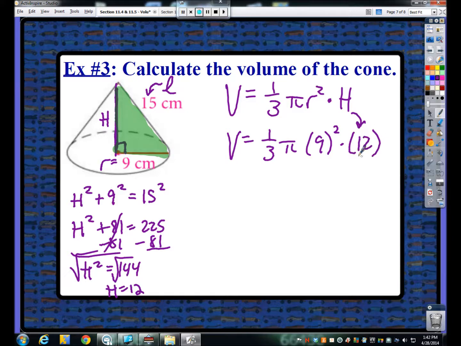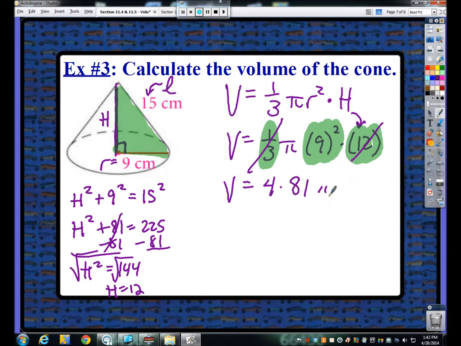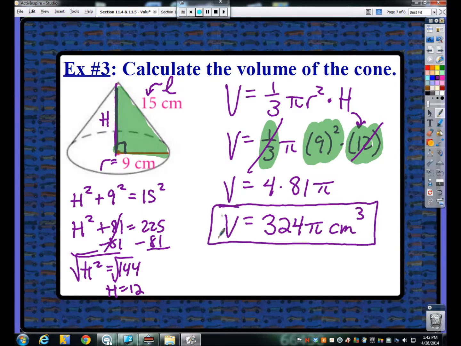So we plugged 12 in. Now we just have to look at all of our numerical values, the 1/3, the 9 squared, and the 12. 1/3 of 12 is 4, and 9 squared is 81, and 4 times 81 is 324 pi. My units in this case are centimeters cubed. And there's my total volume of my cone. So just be aware whether you are given the actual height of the cone or the slant height. If you're given the slant height, you will have to use the Pythagorean theorem.